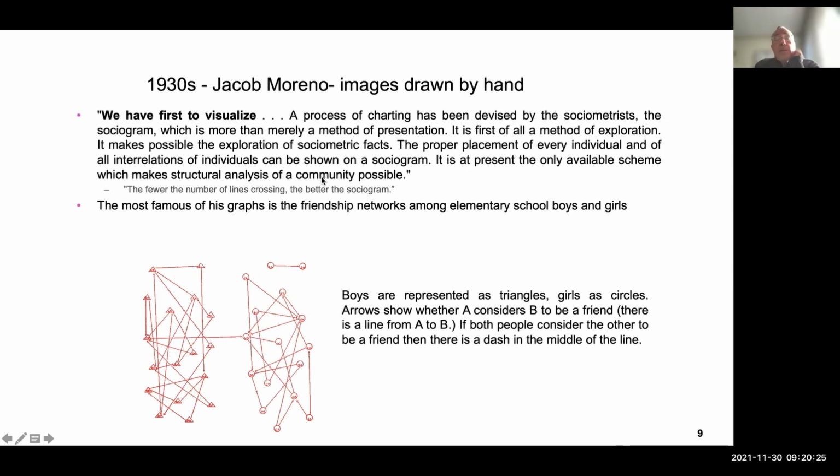Jacob Moreno formalized that the fewer the number of lines crossing, the better the sociogram. The graph drawing community spent a lot of time figuring out algorithms for drawing graphs that had a good shape, an appealing visualization, minimizing the crossings, but also the position of the points is important. If we draw this graph without splitting the two groups, that would not be a good idea.